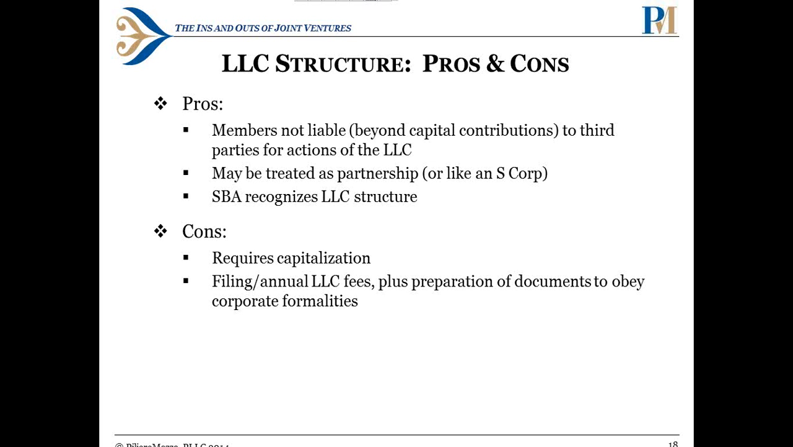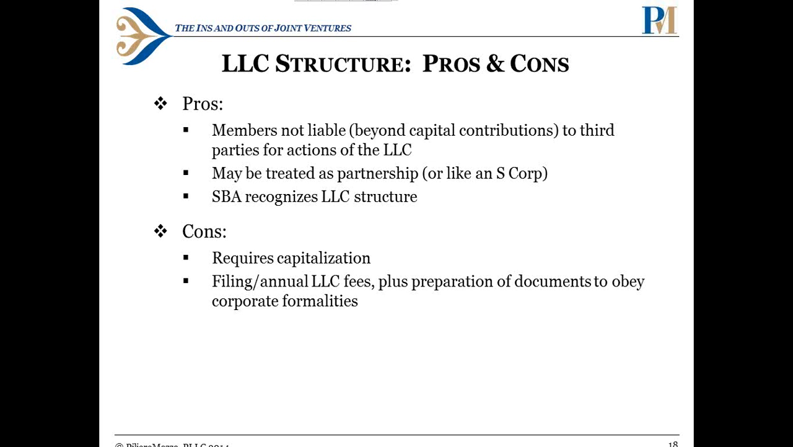Any revenues that come into the joint venture corporation will be taxed, and then any distributions to you as a shareholder company would be taxed as well. So that's not really a viable option. But let's go into these others and the pros and cons of them.